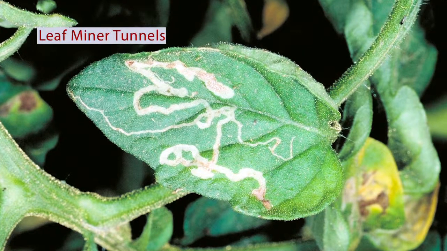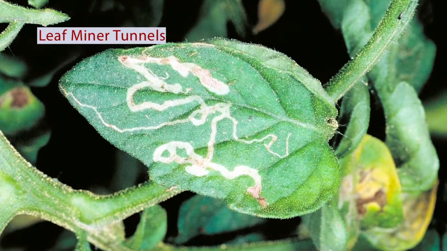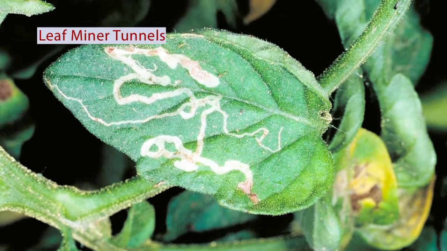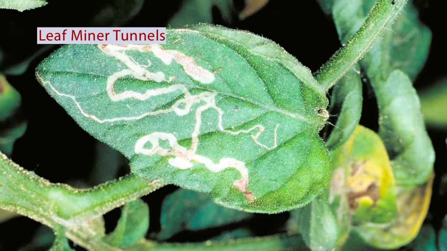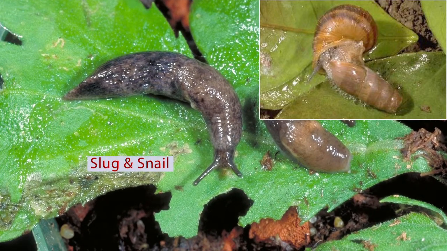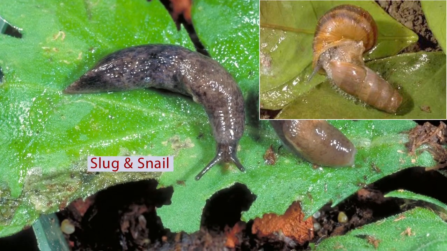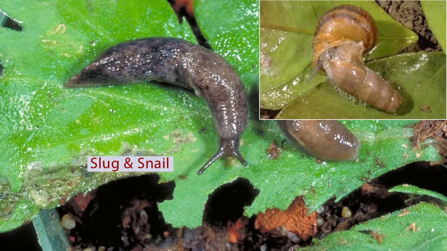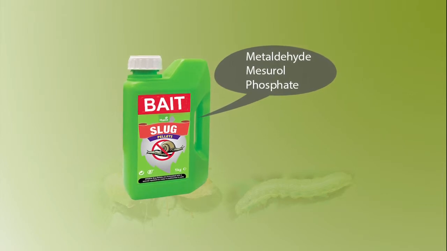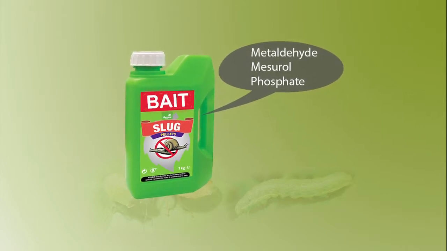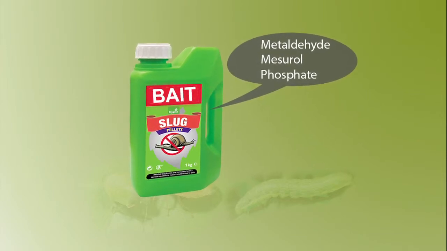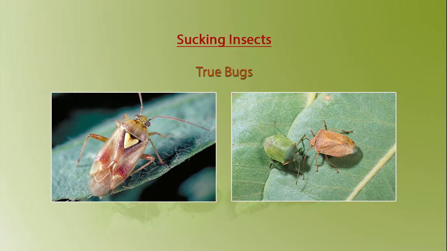Leaf miners, which are flies, are chewing insects but are hard to see. They chew tunnels or mines, leaving track marks on the leaves. Slugs and snails, while not insects, also chew holes in the leaves and on the edges. Both leave a shiny slime trail to help identify their presence. Snails and slugs are usually controlled by hand picking or the use of baits containing metaldehyde, mesurol, or phosphate, a safer organic alternative. Sucking insects.